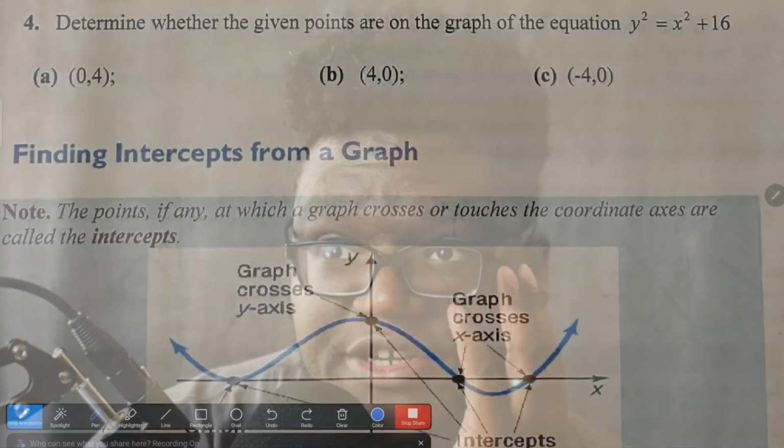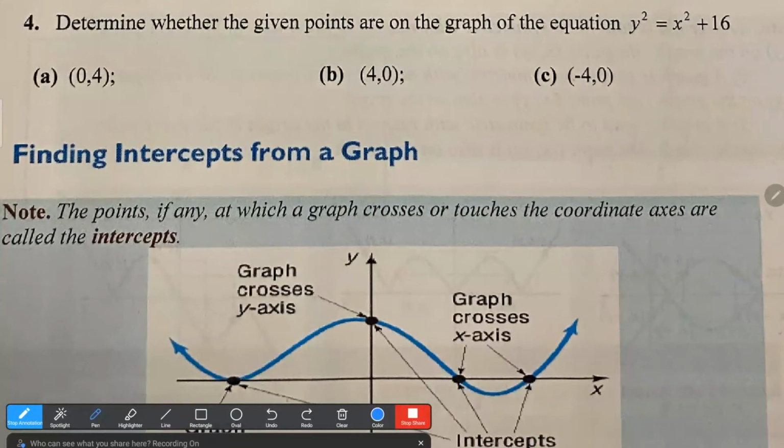Part 4, determine whether the points are on the equation. Well, for this, basically all you're doing is checking to make sure that the point actually works out when you plug it in. So in this case, we're given y squared is equal to x squared plus 16. So what we can do here is we can say, okay, let's check it.